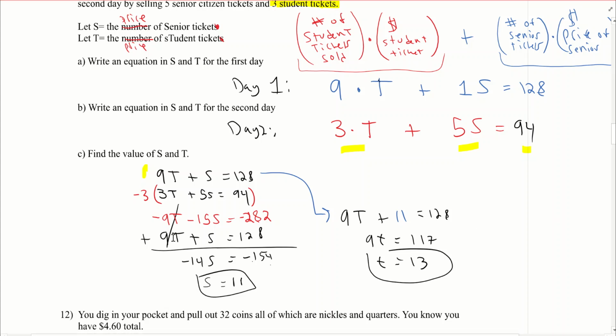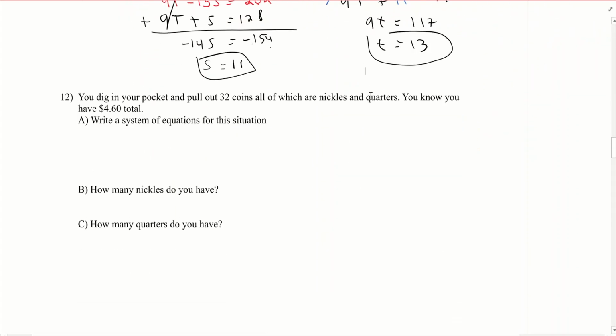Okay, I think 12 has a mistake on it as well, but we can just go with it and try to figure out what combination of coins might have actually worked. So we're digging in our pocket, we're pulling out 32 coins. They're all nickels and quarters, right? So you got nickels, you got quarters, and there's 32 of them, right? And somehow we know that it's $4.60. We're going to start by writing a system, and then we're going to try to use that to figure out how many nickels and quarters we have.